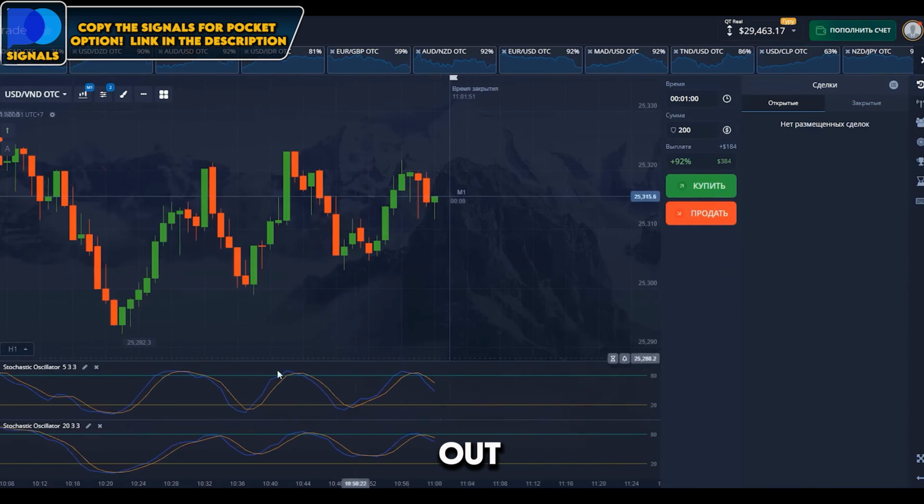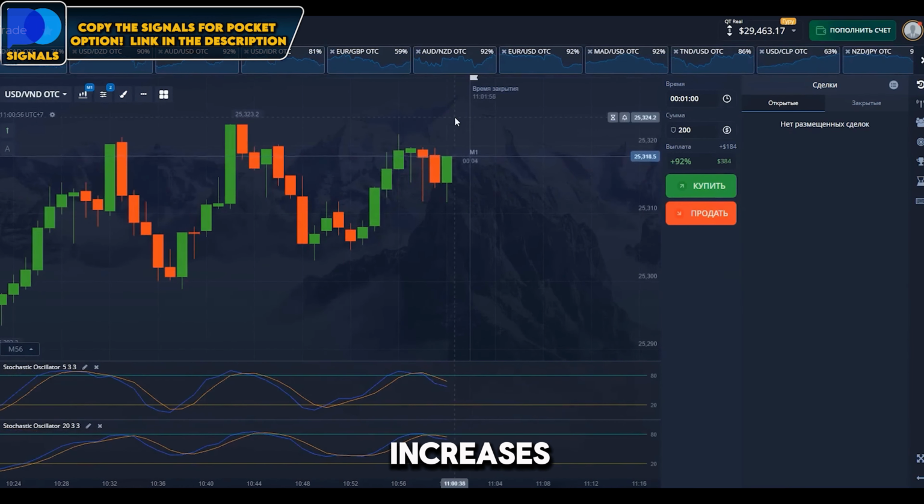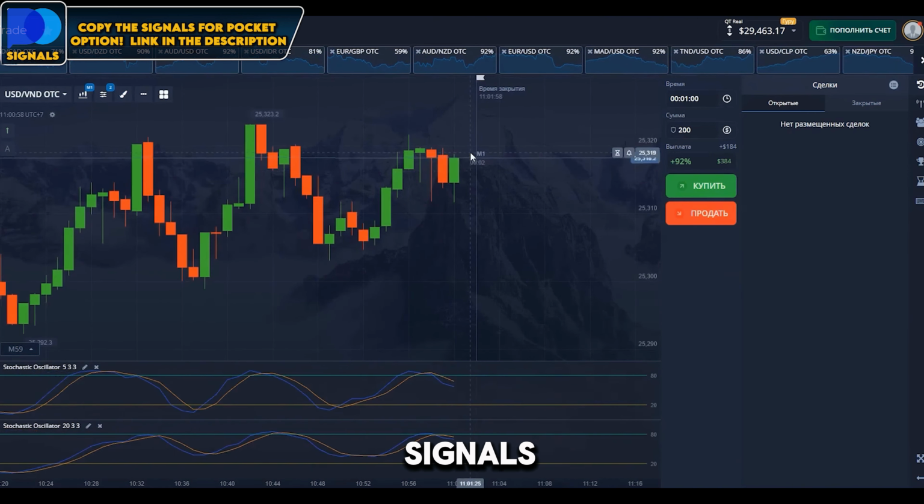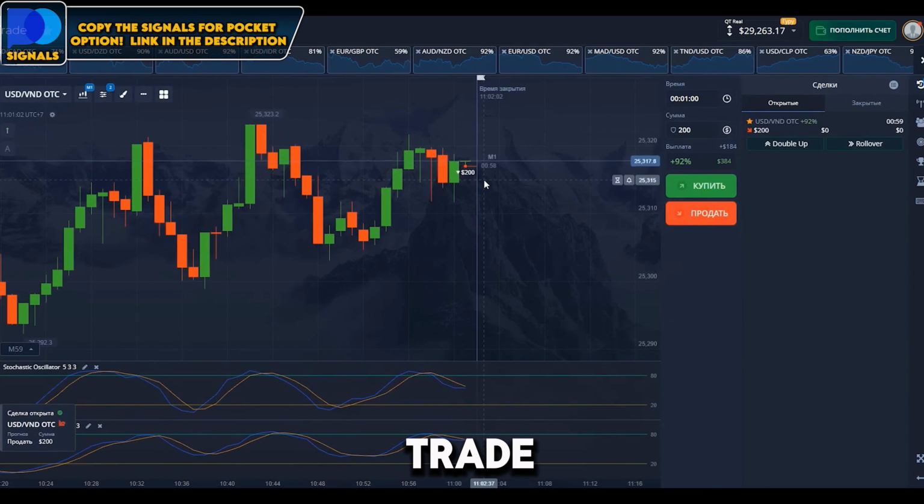One thing that stands out is that the stochastics and the chart are moving in the same direction, which potentially increases the likelihood of a trade. But the signals are already there, and since the price has gone up, this is the perfect spot to make a trade.